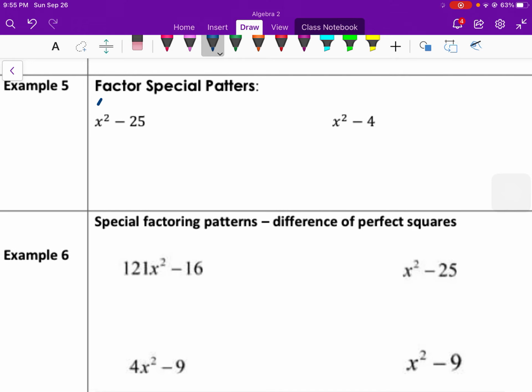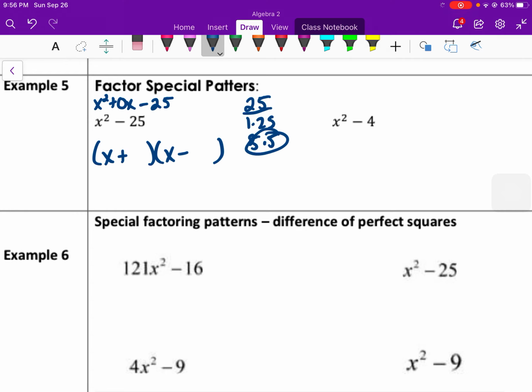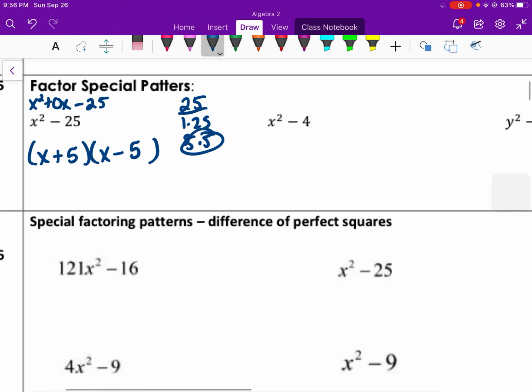So if you think about this is x squared, there's 0 x's, and then minus 25. So if you think about it in the way that we've been doing it, we have a negative 25 at the end, which means we're going to need one positive and one negative, but it adds up to 0 in the middle. So what factors of 25 would add up to 0? Well, 1 and 25, 5 and 5 make 25, and that's what we're going to use. So 1 has to be positive and 1 has to be negative. So we're adding up to 0 in the middle. So x plus 5 and x minus 5.